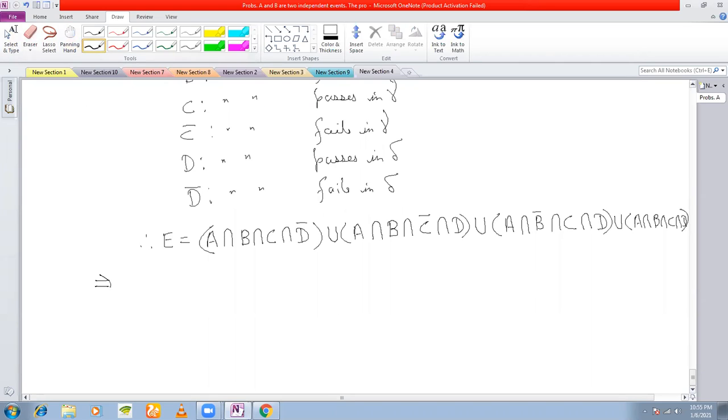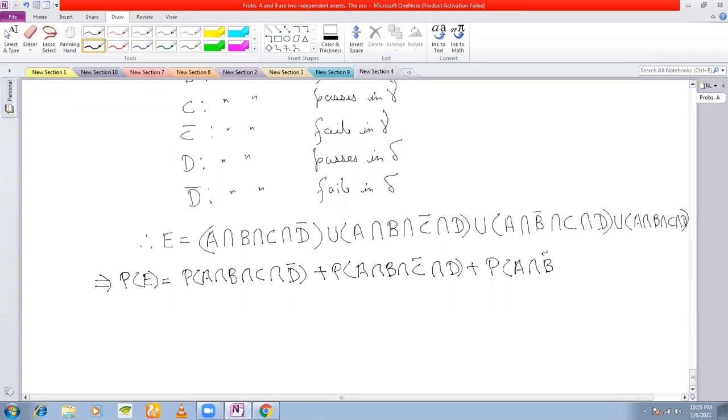And these are mutually exclusive. Therefore, PE must be equal to PA intersection B intersection C intersection D bar, plus PA intersection B intersection C bar intersection D, plus PA intersection B bar intersection C intersection D, plus PA intersection B intersection C intersection D.